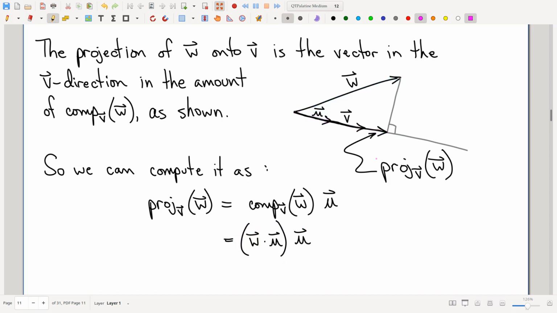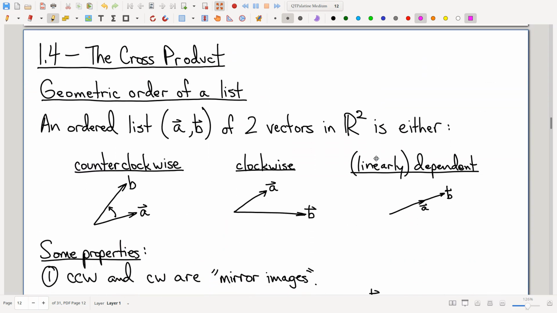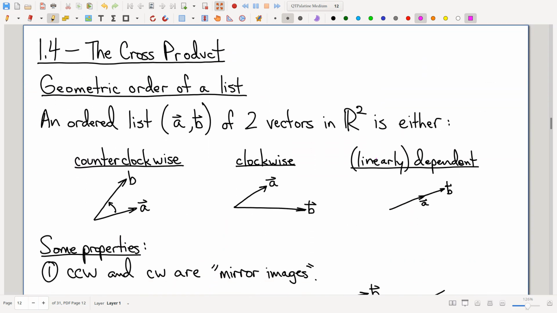All righty, so that's 1.3, off to 1.4. Two things to say about this. First of all, there are a lot of different ways to present the material of section 1.4. There are pros and cons to every different way to do this. The reason for that is that there are a bunch of ideas that are connected in even more different ways.